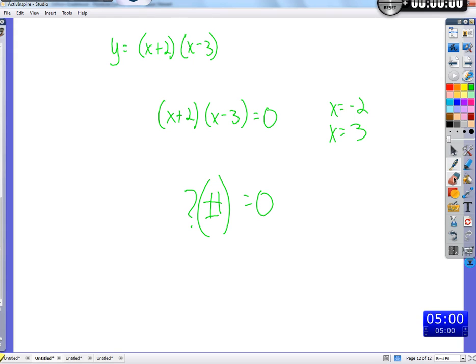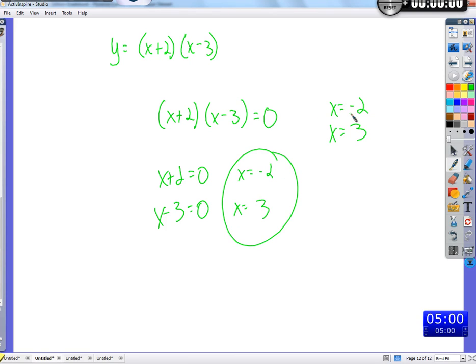So if this is 0, then this will be 0. And if this is 0, this again will be 0. Right? If we solve these two equations, x equals negative 2 and x equals 3, those are the two solutions that we found just by looking at it and saying, hey, one of those has to be 0 if we're going to multiply to get 0.